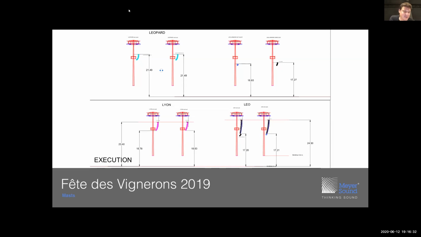And you have to remember that Switzerland is not part of the European Union, so everything has to go through customs.